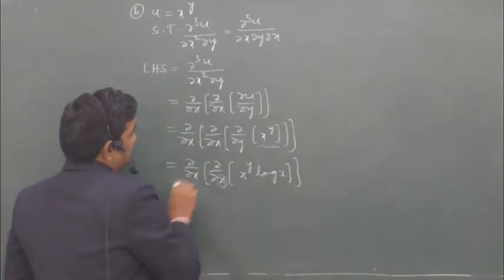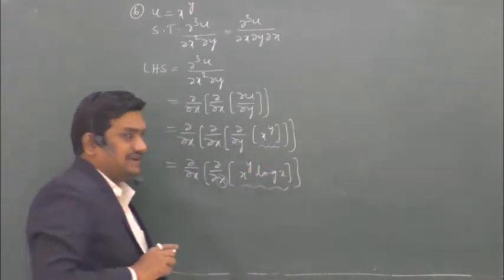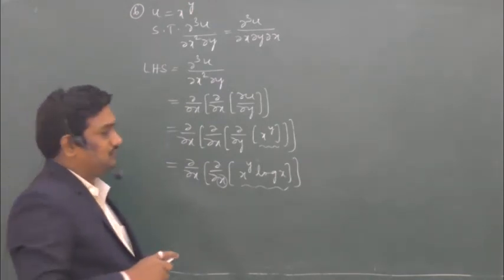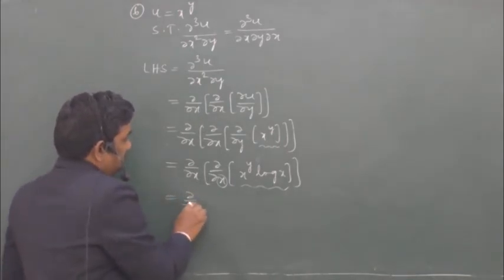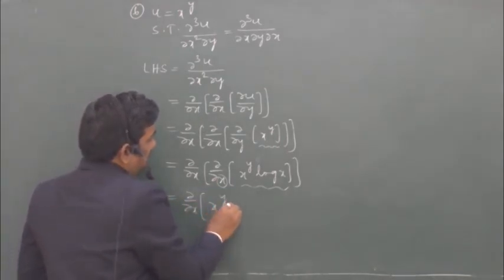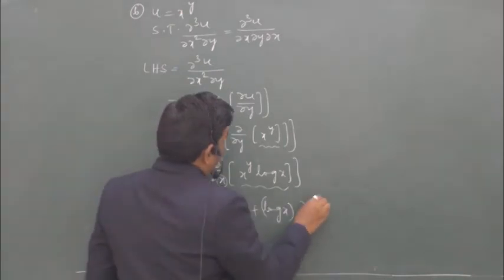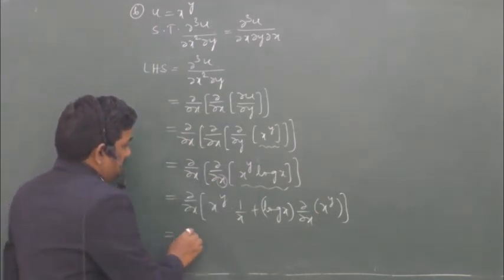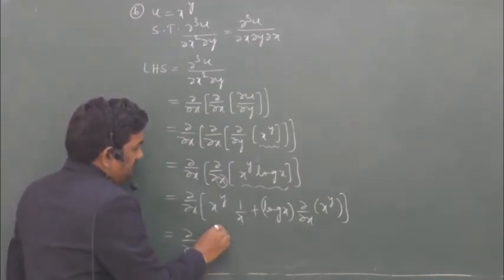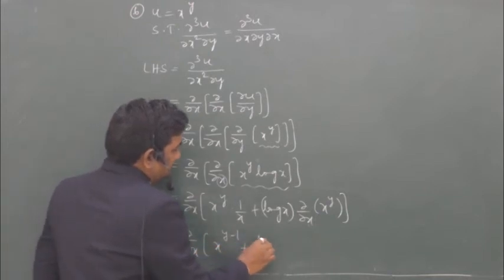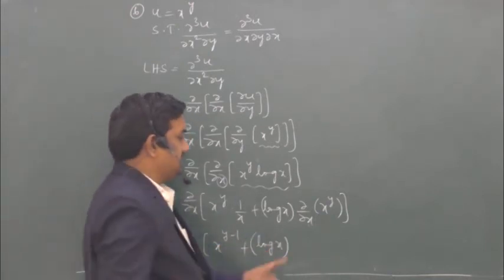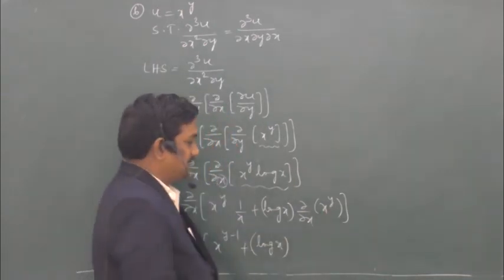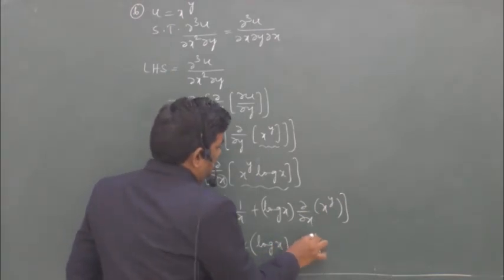Now we are differentiating with respect to x, and x^y has x term and log x is also having x, so you need to apply derivative of u into v. It is ∂/∂x of x^y into log x, derivative 1 by x, x^y. Okay, now it is ∂/∂x of x^(y-1) plus log x into... Now we are differentiating with respect to x, and it is of the form x^n. Here y is constant. It will be y into x^(y-1).